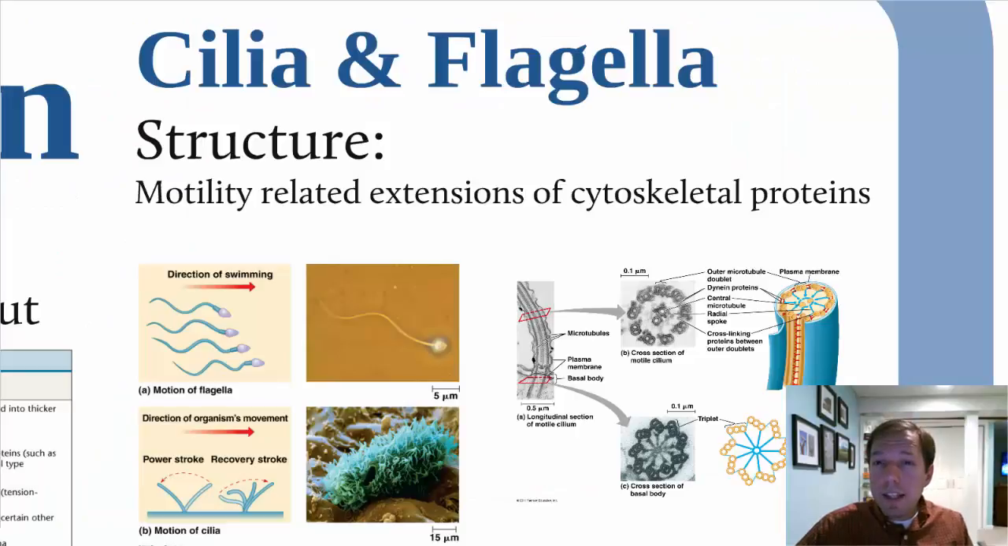The cilia and the flagella are two structures that are going to be extensions of cytoskeletal proteins beyond the traditional boundary of the cell.